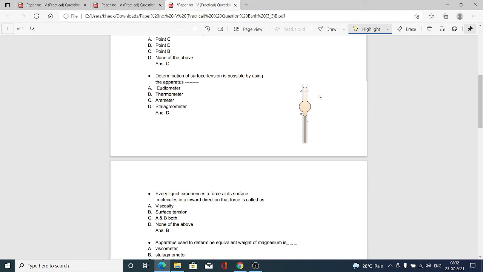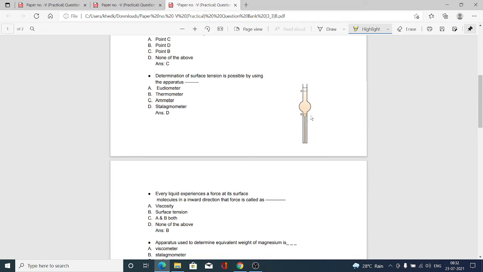Then remove the liquid and use distilled water for the same experimentation. Suck the distilled water above the point A in the stalagmometer, then allow that water to flow from point A to point B, and count the number of drops which fall during the flow of water from point A to point B.